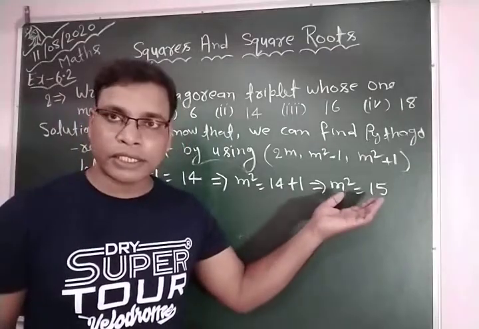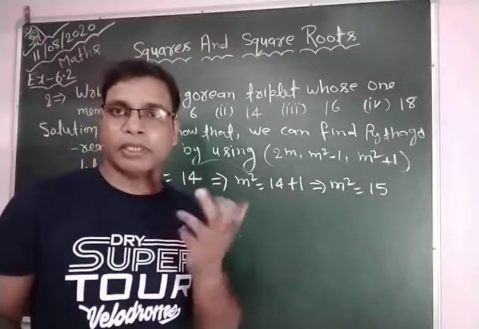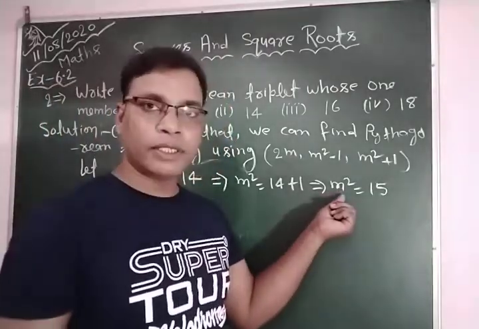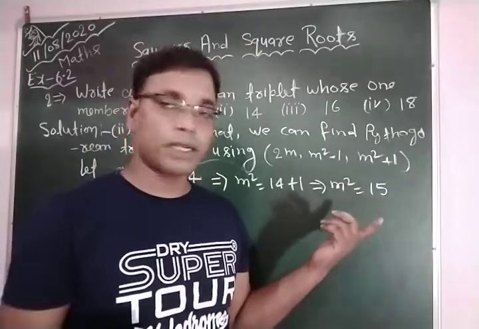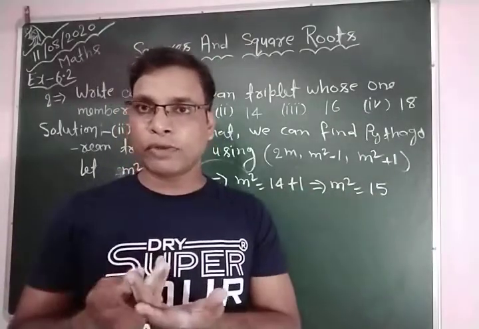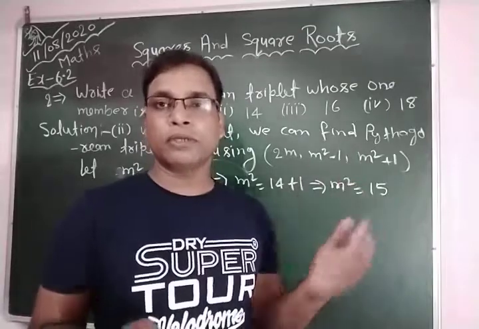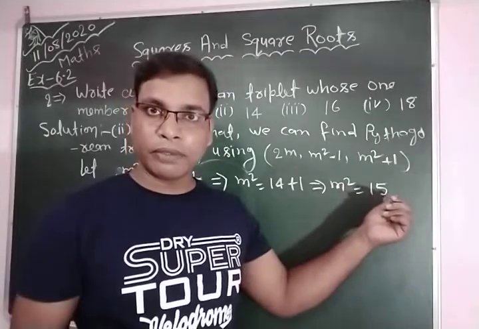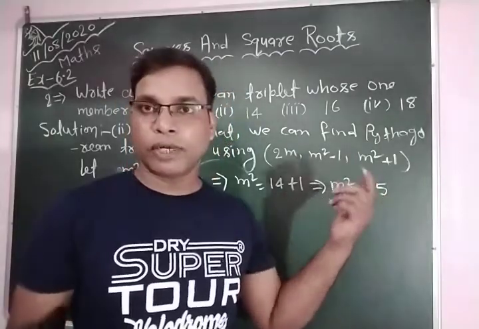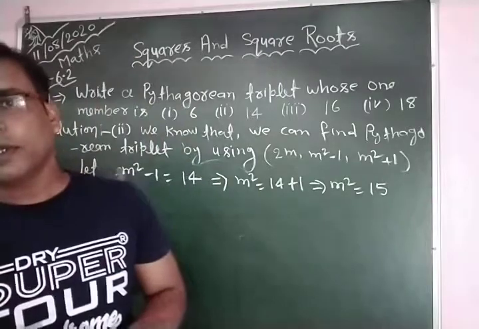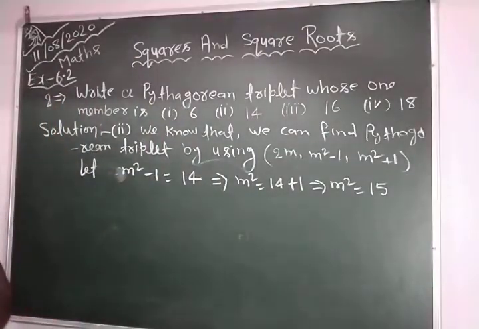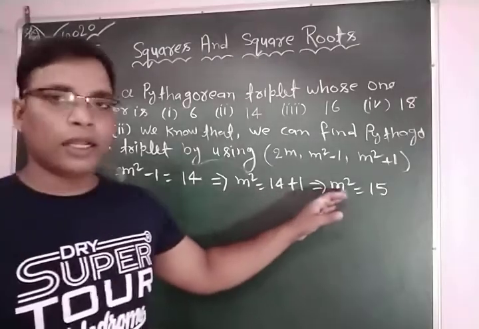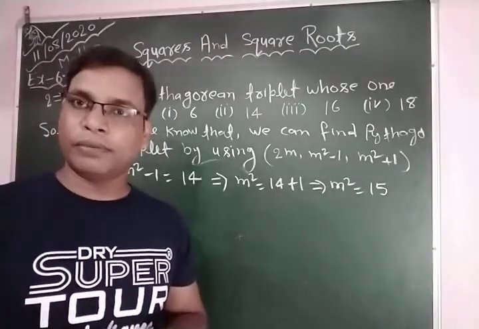But you can see here that 15 is not a perfect square number. 15 is not a perfect square number, but this is m square. It means that 15 is not a perfect square, but m square should be a square number. What is m? m is a natural number, and the square of a natural number is a perfect square. But here 15 is not a square number, so you can say the value of m is not a natural number, okay.